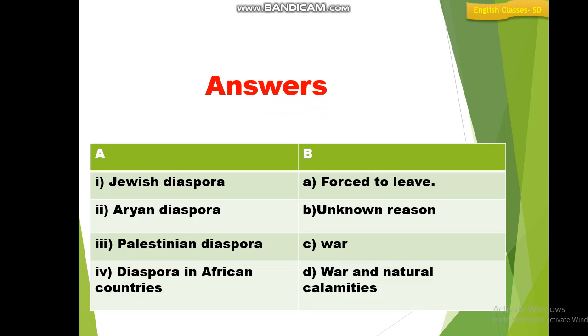Look at the answers. Jewish diaspora, forced to leave. Could you understand? It is given in the first line of the first paragraph. Aryan diaspora, unknown reason. Yes, it is also clear to you, I think. Palestinian diaspora, because of war. They have to leave their country because of war. And diaspora in African countries, that is war and natural calamities.